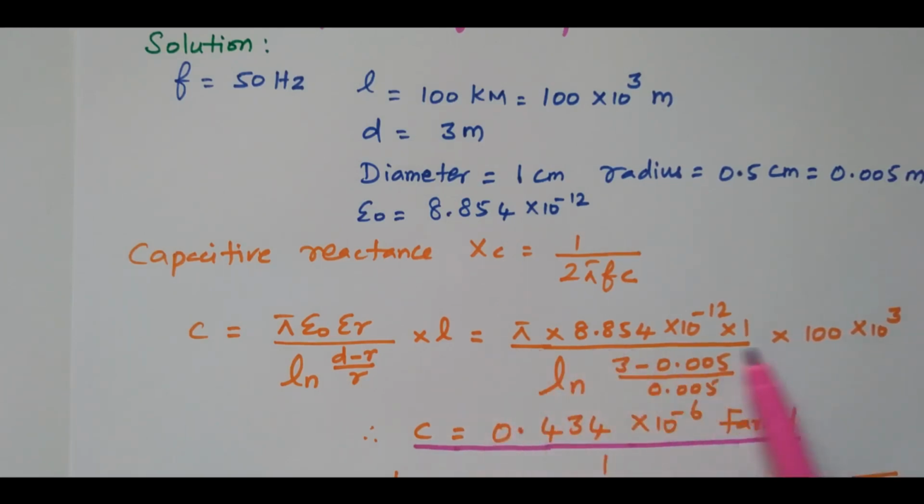So now all the values are substituted. The final C value is 0.434 into 10 to the power minus 6 farad. Now we got the value of capacitance. Using this capacitance, we can find the capacitive reactance.